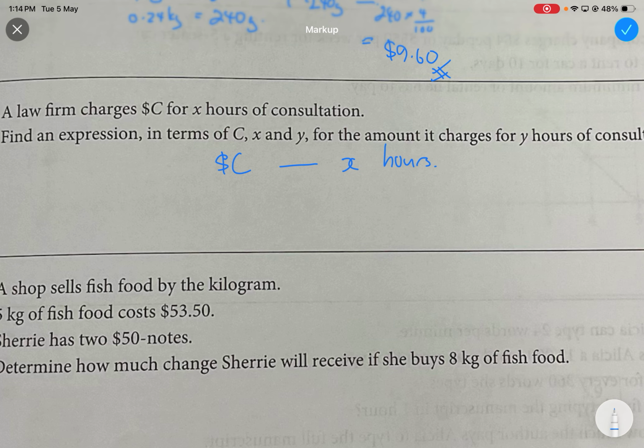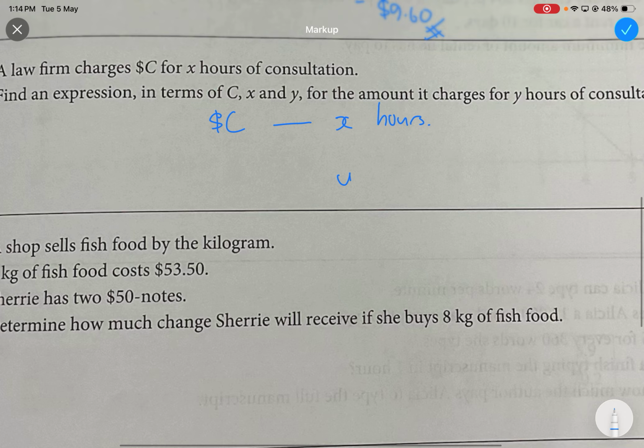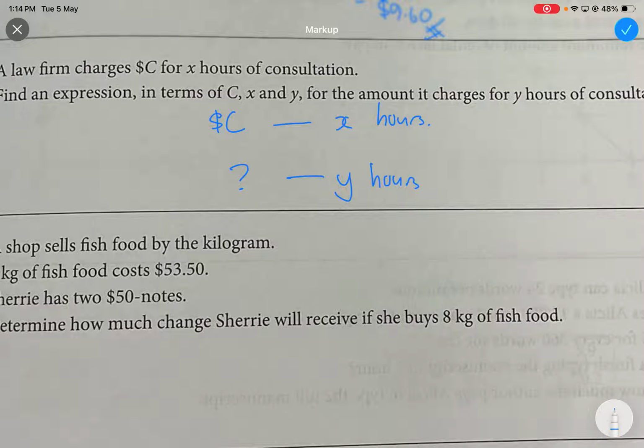Now what they want you to find, they want you to find an expression in terms of C, X and Y. Meaning, finally your answer can have C, X and Y inside. But what you want to find is the amount. So the money. They want you to find the money, the amount for Y hour. Meaning, what they want is actually Y hour. Then they want you to find out how much dollar. Okay? So X hour, $C, Y hour, how much? Yeah. So if you go by your only remember shortcut, how?